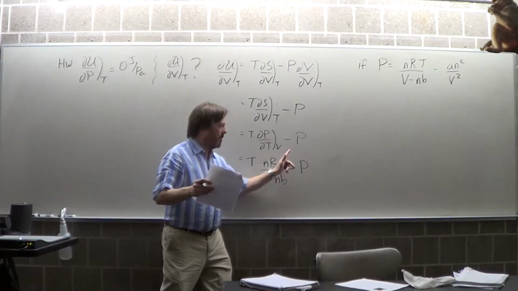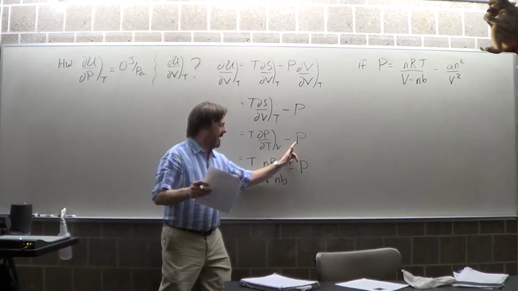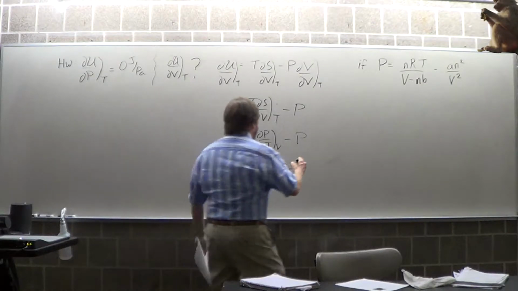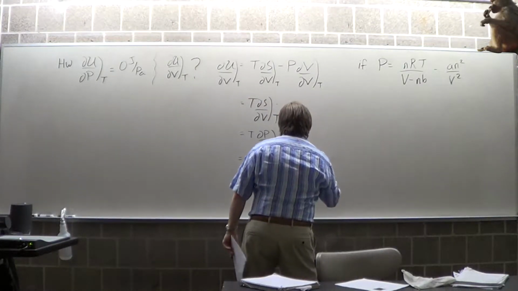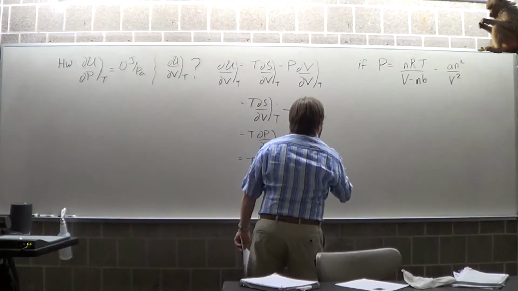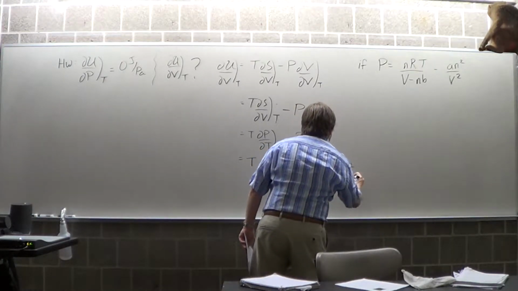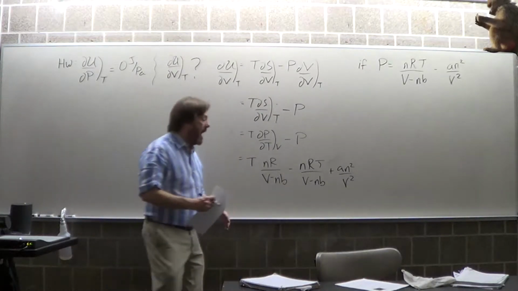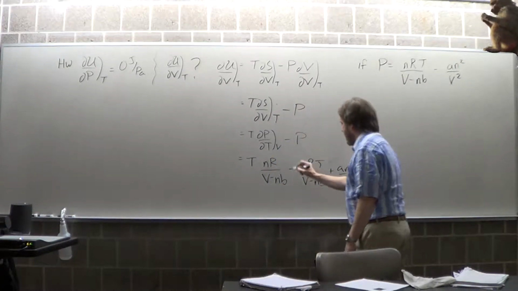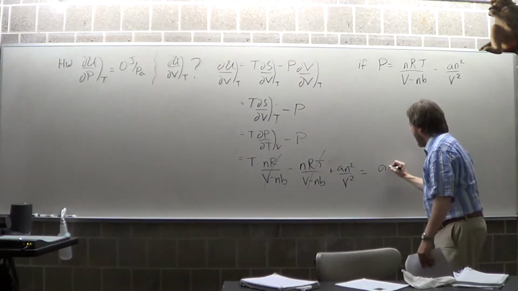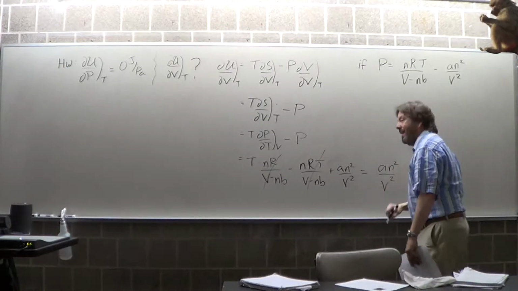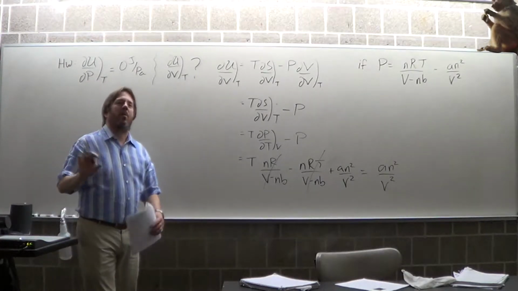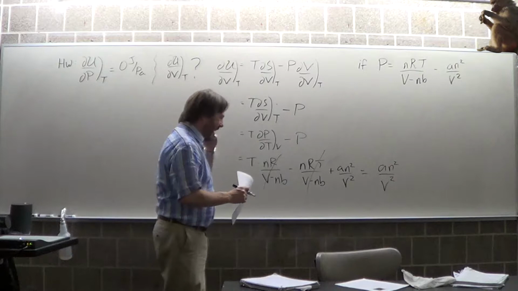Insert P. Warmer, colder. There's two P's, not one. Minus nRT over V minus nb plus a n squared over V squared. You see, you were about to say that the b term messes this up. It's not. It's the a term. Those are actually the same: a n squared over V squared. Aha! You get a completely different conclusion. Careful about that. Maybe I just take 1 point off, because that's kind of insidious, by the way. I realize that. But there you go.